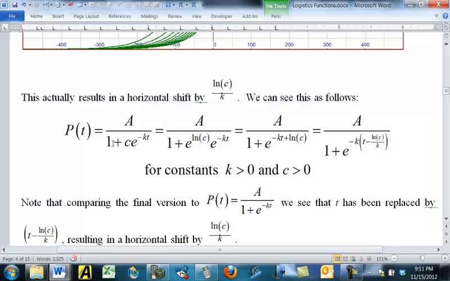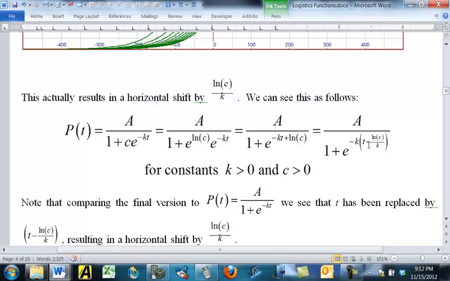So if you have a over 1 plus c e to the kt, you can write c as e to the power log of c, natural log of c. Then we use the property of exponents. This is e to the log c times e to the minus kt, which is e to the minus kt plus log of c. Factor out a minus k, and we get minus k times parentheses t minus log c over k.